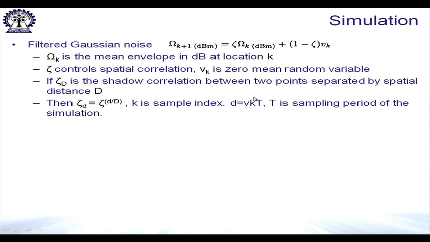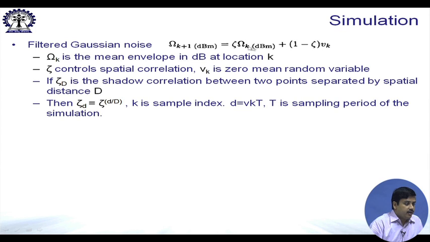one way of generating them through simulations would be following this particular model, which is filtered Gaussian noise, where you can say Vk is the Gaussian random variable, and this omega k is the value which is obtained at a particular location or at a particular iteration. There is a certain amount of memory that is involved, which is basically the correlation parameter, and there is a certain amount of randomness which is brought in by Vk, which introduces this Gaussian distribution. This kind of filtered Gaussian noise model is followed in order to include correlated shadowing.